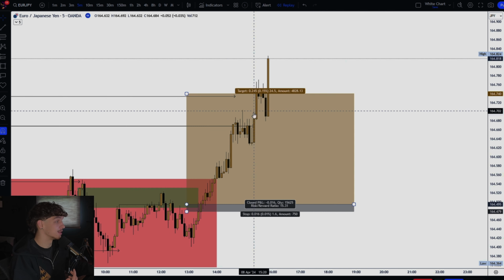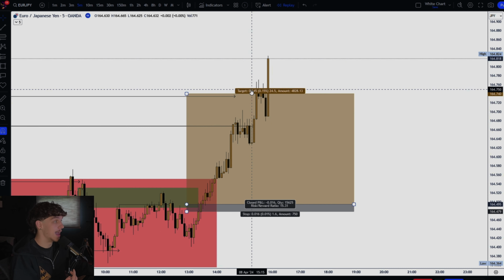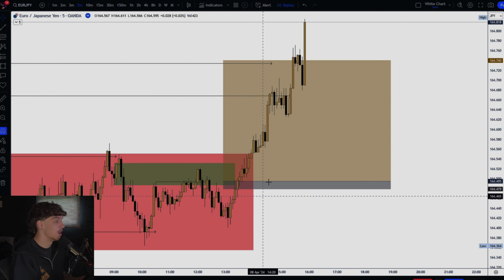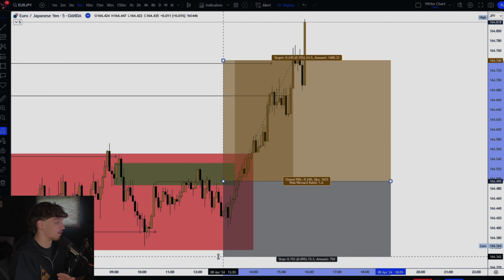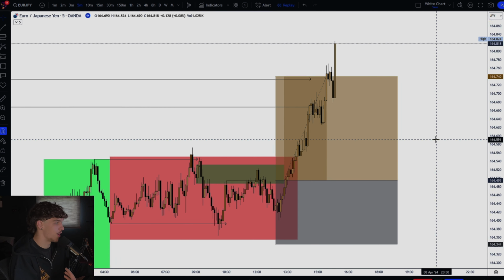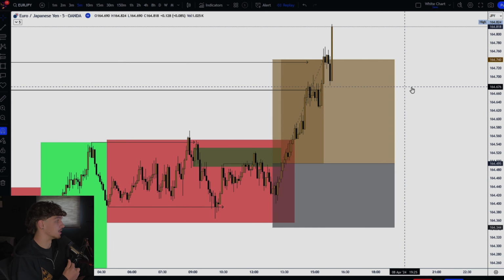I scaled out 75% of my position here, and then I scaled out 25% of my position at the TP, with my SL at break even, so there's zero risk. That I think is perfect. I don't know if you guys agree or disagree, but that's just the way I trade. And as you can see, it hit price target.